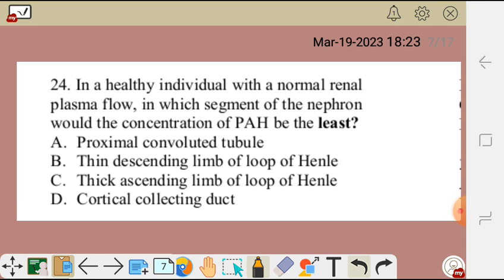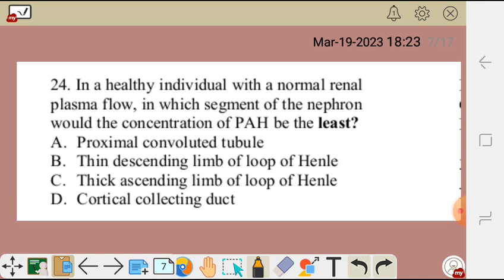So question 24 reads, in a healthy individual with a normal renal plasma flow, in which segment of the nephron would the concentration of PAH be the least? A. Proximal convoluted tubule. B. Thin descending limb of Henle. C. Thick ascending limb of loop of Henle. And D. Cortical collecting duct.